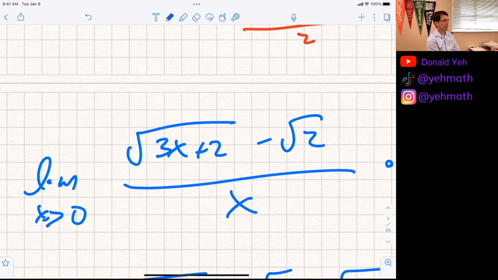Now, you're going to be like, I never had to rationalize the numerator. Yes, you can rationalize the numerator. You can rationalize the denominator as well. So not all the time do you have to rationalize the denominator. Rationalizing the denominator is a lie. We lied to you because the answer is going to be uniform.